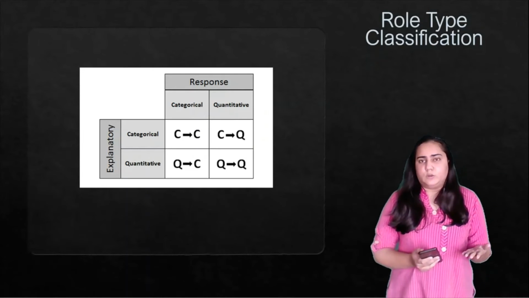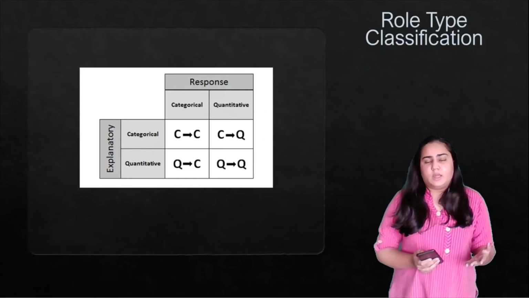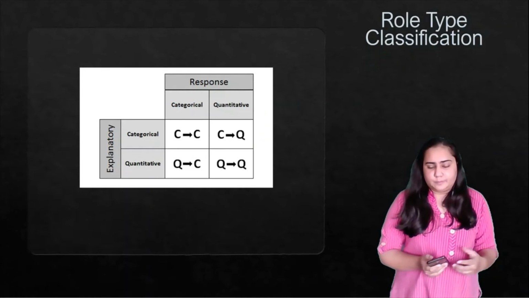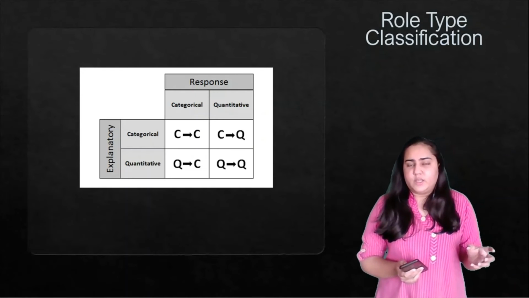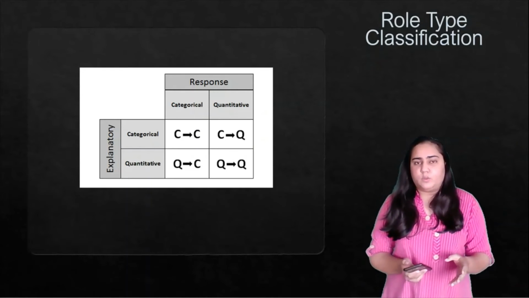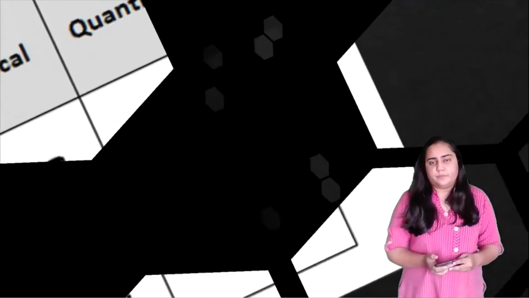So now we are going to go ahead and review those four questions once again and try to decide what kind of case it is, whether it is C to C or C to Q or what. On the left side of the arrow, there is always the independent variable. And on the right side of the arrow, there will be the dependent variable. So let us see.